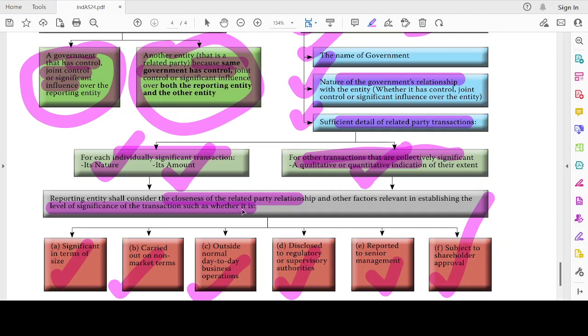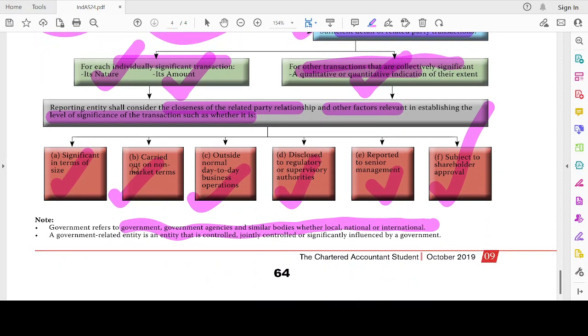The reporting entity shall consider the closeness of the related party or other factors relevant in establishing the level of significance of the transaction: whether it is significant in terms of size, whether it is on non-market terms, or whether it is outside the normal course of business. There are transactions outside the normal course of business, right? That is outside the normal day-to-day operations, disclosed to regulatory or supervisory authorities, reported to senior management, or subject to shareholders' approval. Okay, this note.